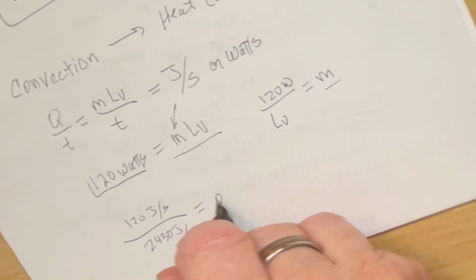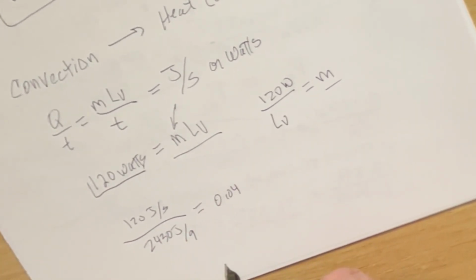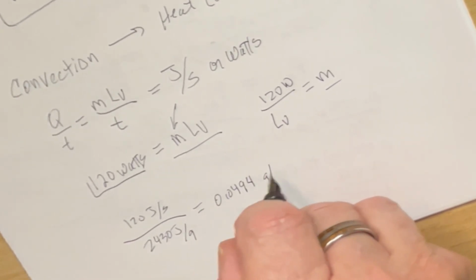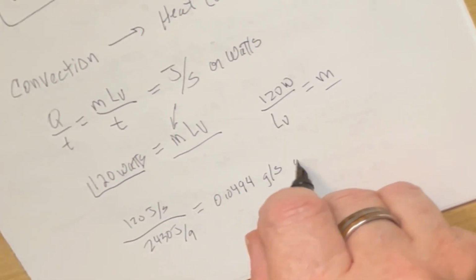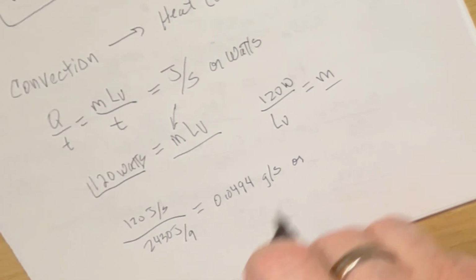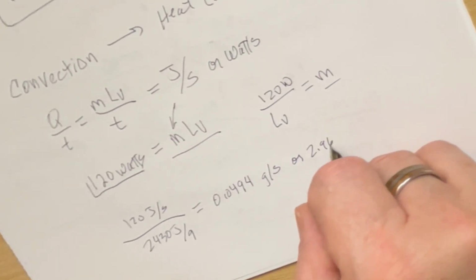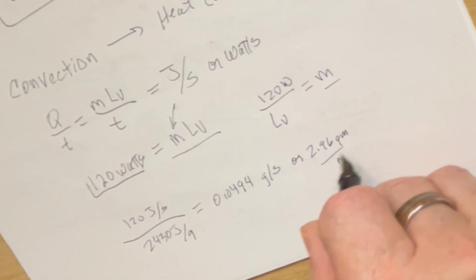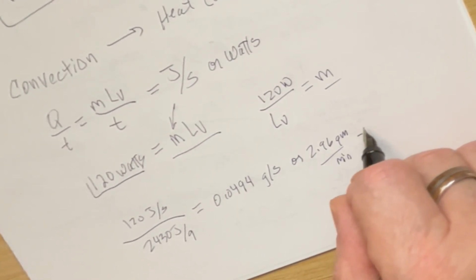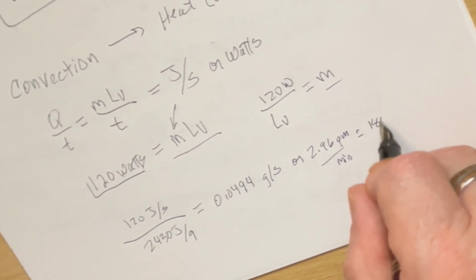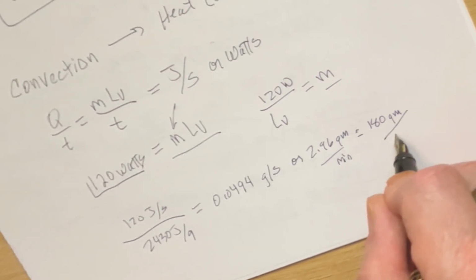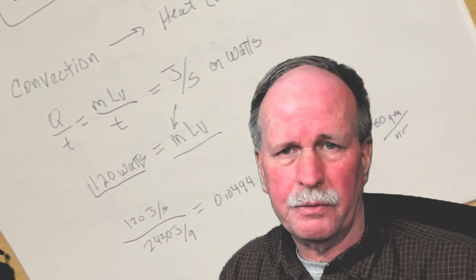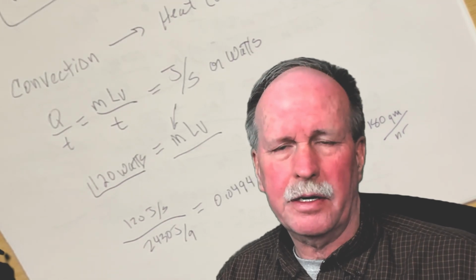And that equals 0.0494 grams per second, or multiplying that by 60, we get 2.96 grams per minute, or about 180 grams per hour. Now this evaporation can occur as sweat or through our lungs, and that's a very doable amount.